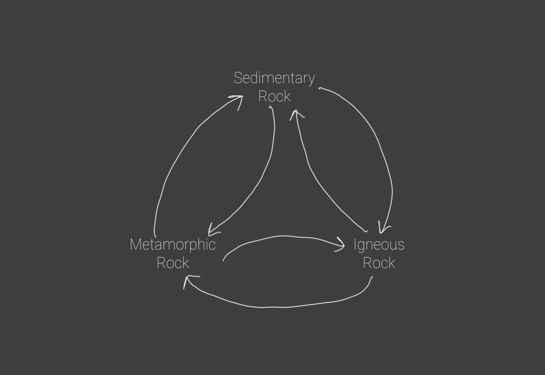Now that you have those arrows drawn, we can start adding labels, and the labels are just going to be the processes that lead to each type of rock. Let's start with sedimentary rock.